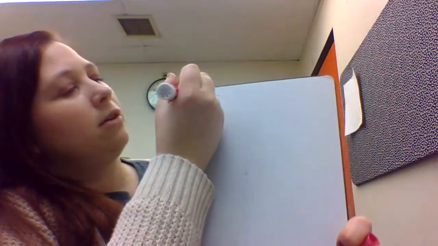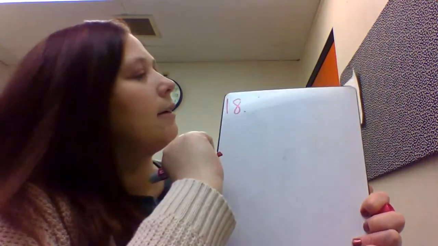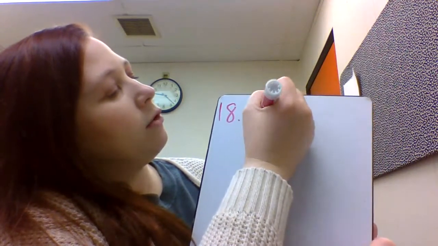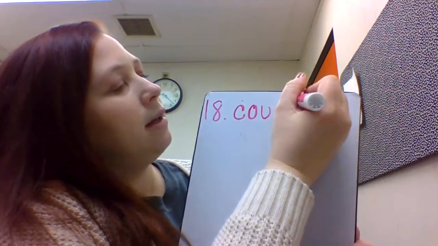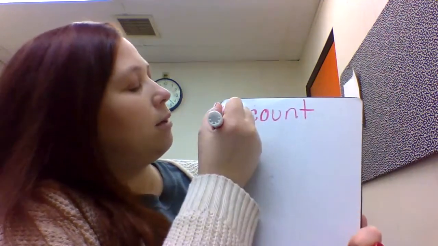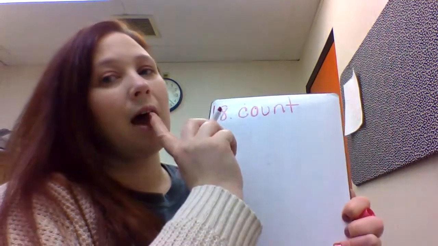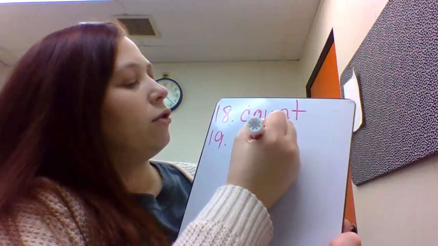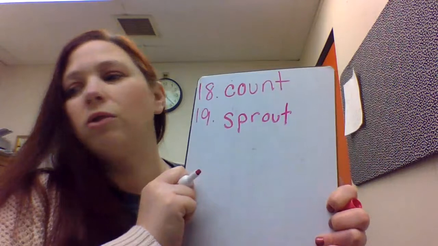Number 18. We did mouth, so we're on 18. So it was the next 3. Count. K, C, and then we know it's a C because O is our next letter, that ow sound, O-U, and then N, T. 19, we're going to spell sprout. The ow sound is in the middle again. Ow, O-U, and t, sprout.